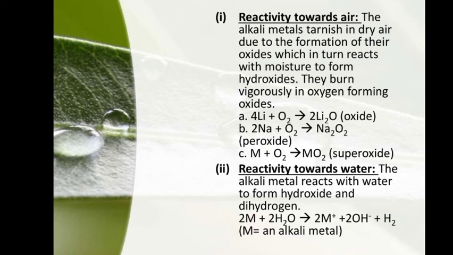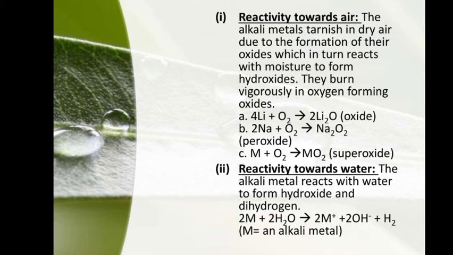If we check the alkali metals, they will tarnish in dry air due to the formation of their oxides. So, when alkali metals react in air, they will form their oxide. If they react with moisture, they will form hydroxide. For example, lithium plus oxygen gives lithium oxide. Sodium plus oxygen gives sodium peroxide.